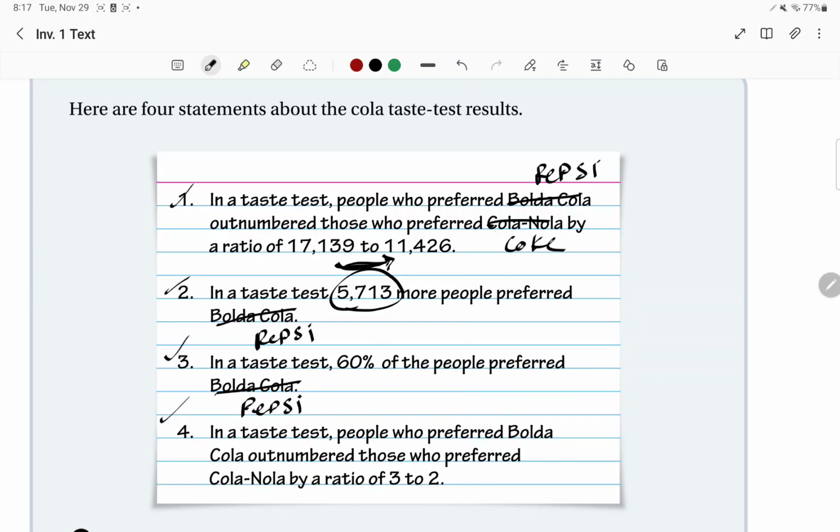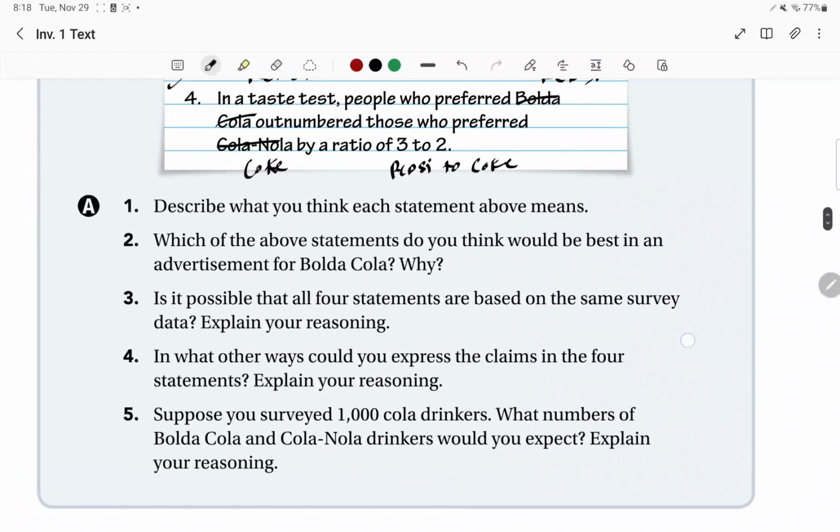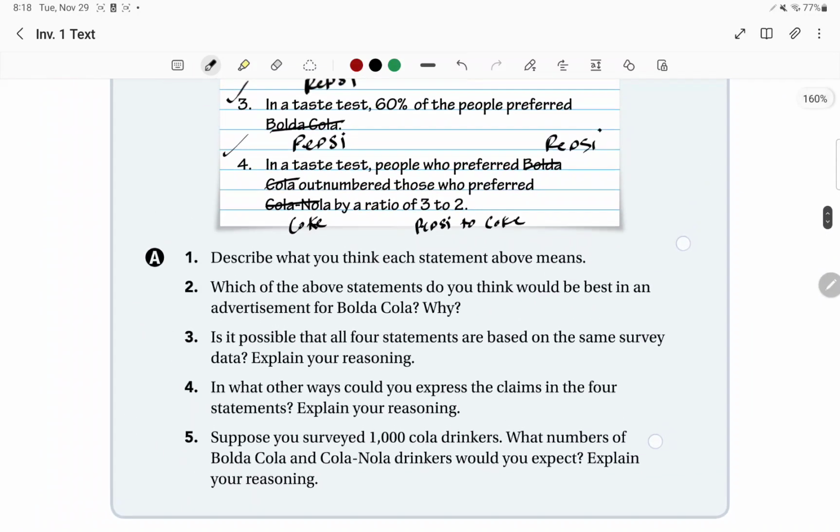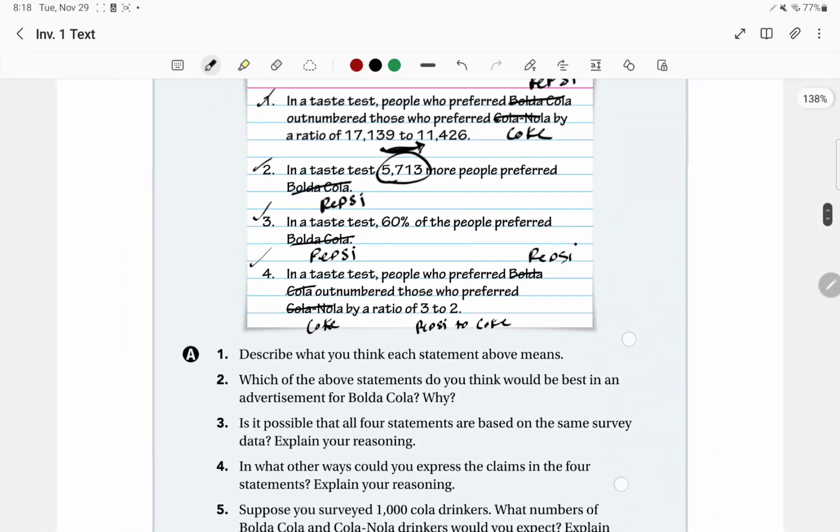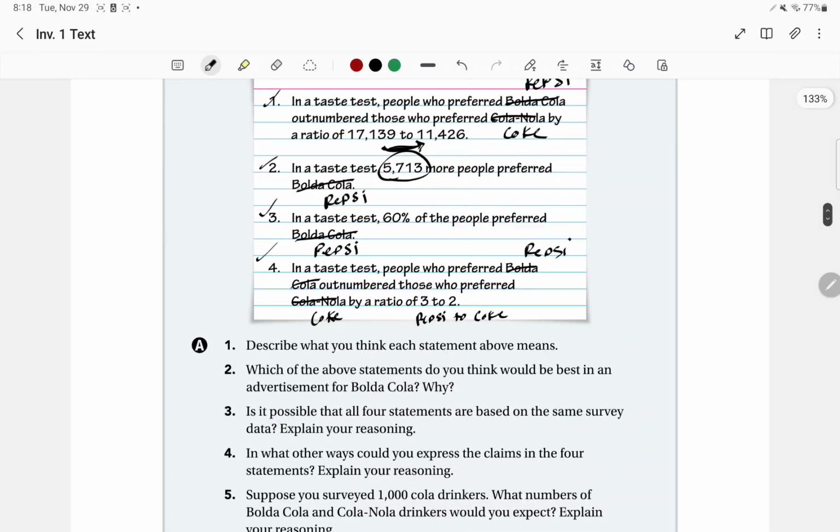Number 4, in a taste test, people who preferred Pepsi outnumbered those who preferred Coke by a ratio of 3 to 2. And so this is a ratio of Pepsi lovers to Coke lovers, right? Those are the statements that can be said about this particular survey. Now what you're doing is answering part A, numbers 1 through 5, using those 4 statements right there. Go ahead, pause the video, and answer 1 through 5 using those statements.